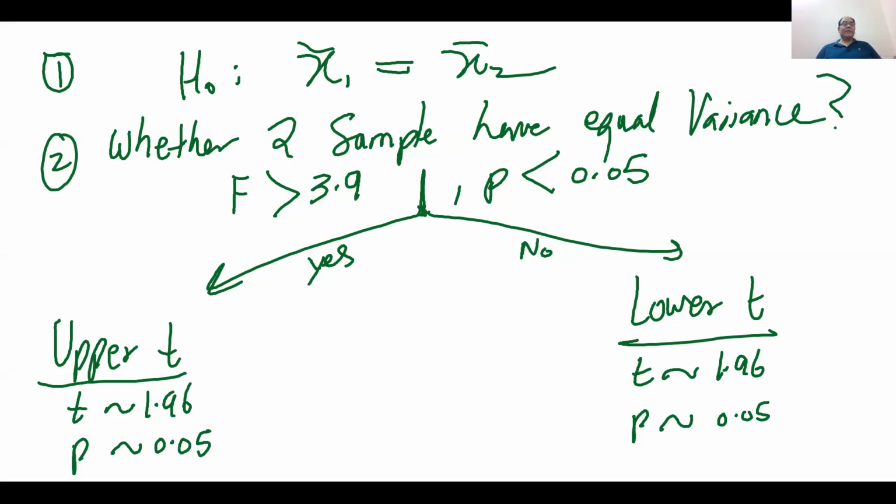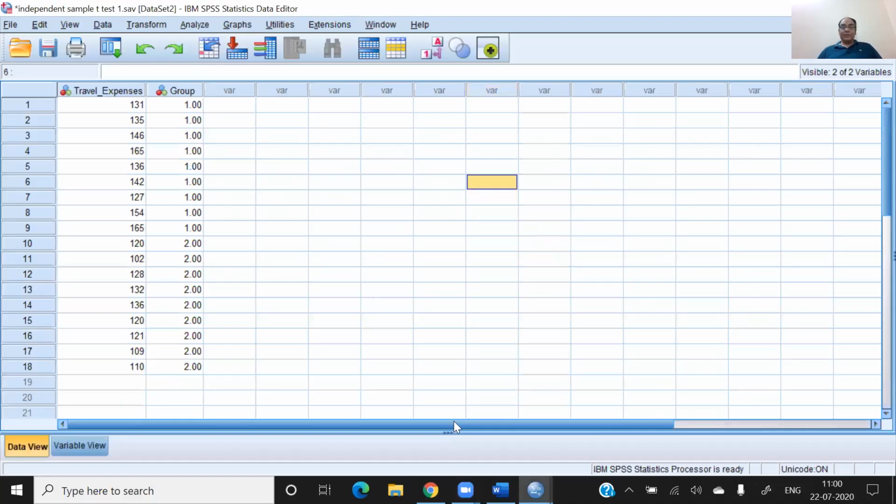Now I'm opening the file for independent sample t-test. This is the example number 2. This is the example of independent sample t-test. So in this case, first of all, let me explain the data with you. In a company, there are two departments. Let me share the data with you. Yeah, I hope you can see the file.